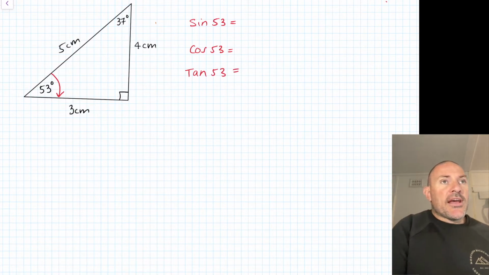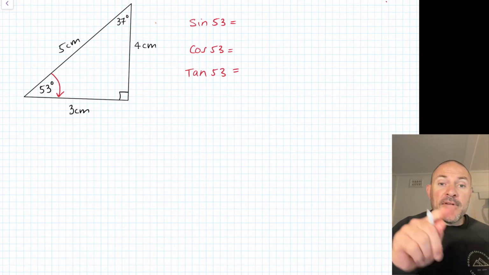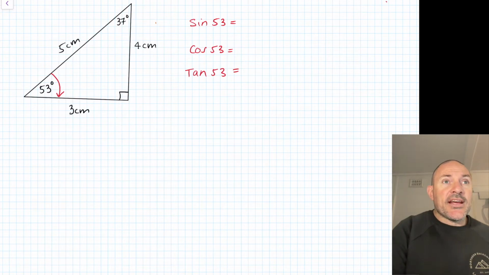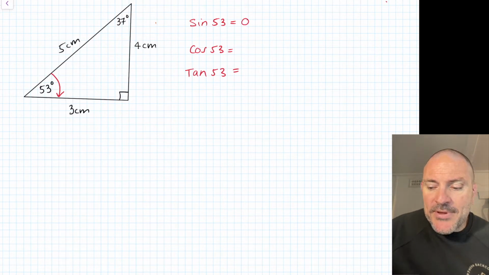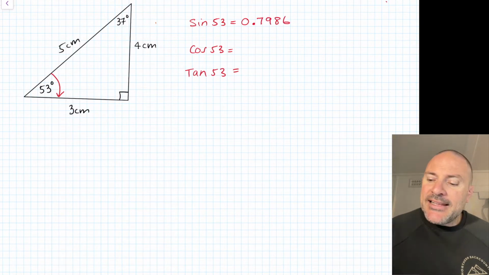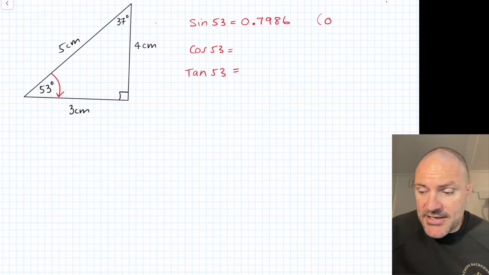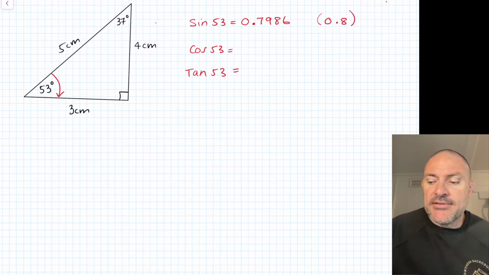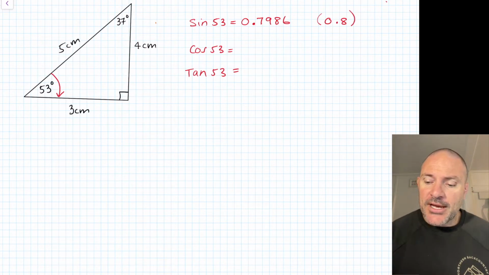So what I want you to do, Kevin, I want you to get your calculator out, see where the SIN button is. It's above the bracket key. It's on the second bottom row, okay? So I'm going to press sine, I'm going to type in 53 and press equals. And it comes out to be something like 0.7986. Now, let's just call this to one decimal place. We'll say 0.8, just to make it a little bit easier, okay?